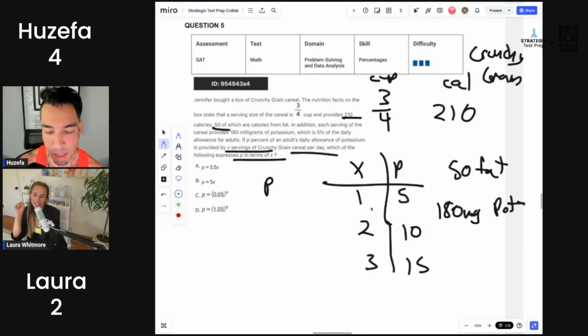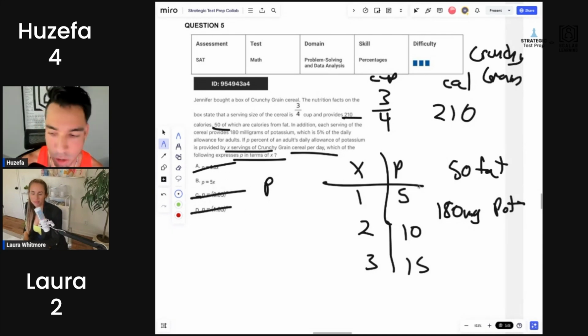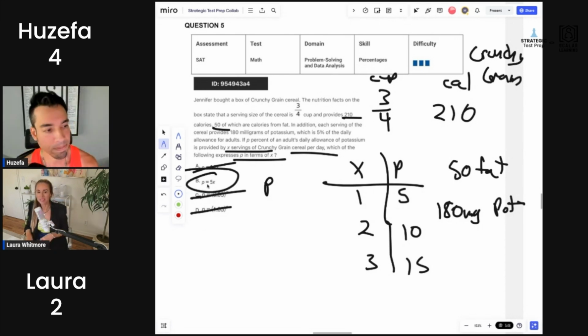So let's go step by step. I can already see which is the right answer, but let's see. So if I plug in 1 here, I get 0.5. Wrong. I'm supposed to get 5. A is out. Let's go to C. If I plug in 1 here, I get 0.05. Wrong. I'm expecting 5. And now I go to D. If I plug in 1, I get 1.05. That's wrong. I'm expecting 5. Now I go here, and let's just try them all just for fun. I plug in 1, I get 5. I plug in 2, I get 10. I plug in 3, I get 15. B is the winner. Done.